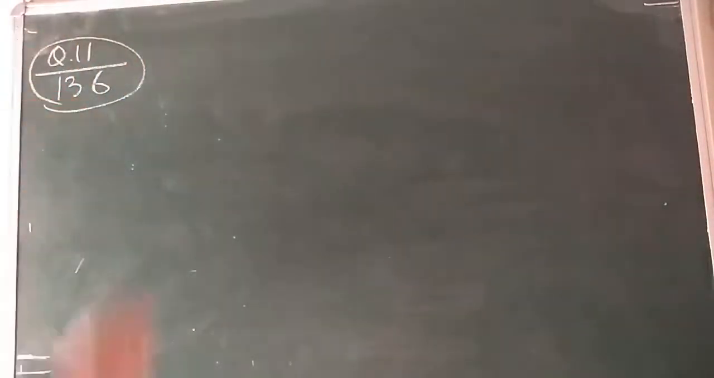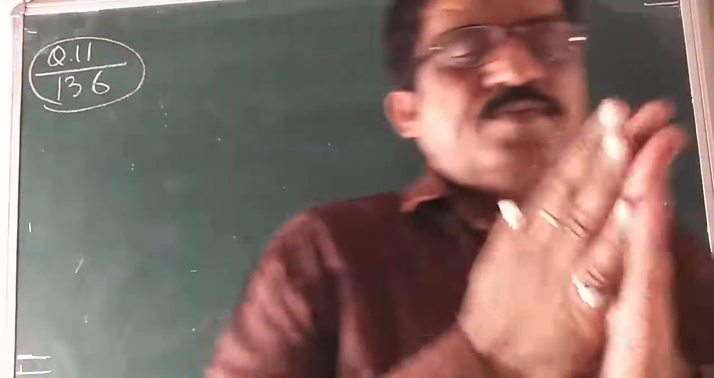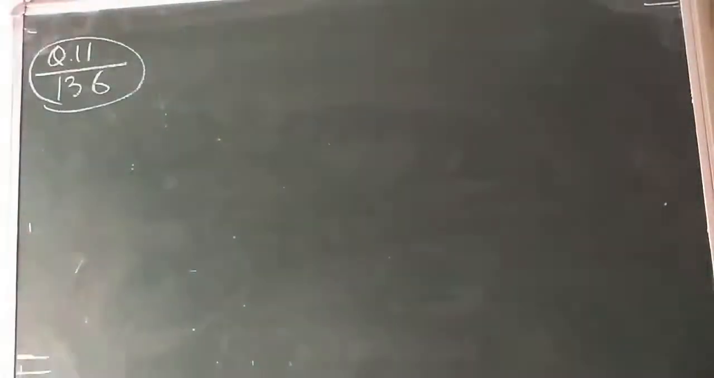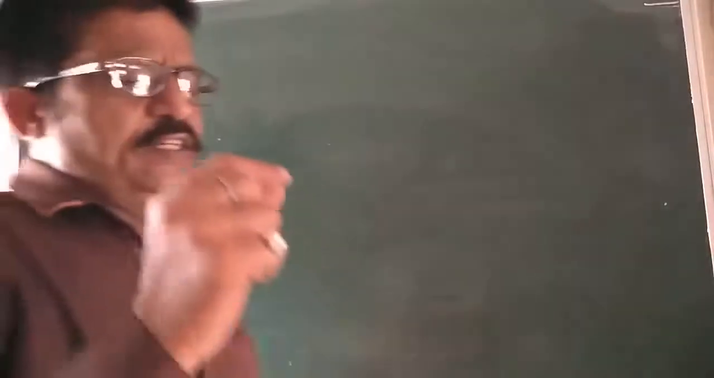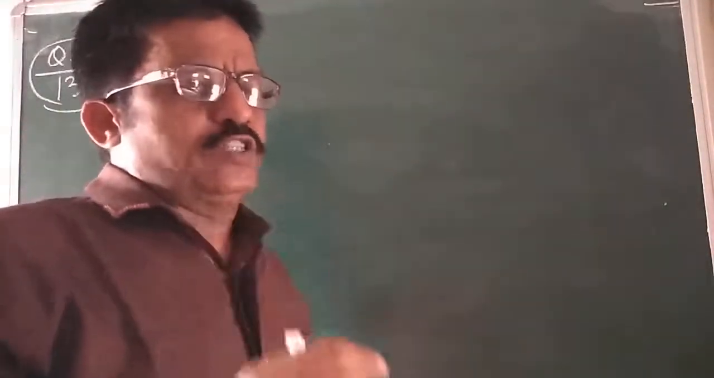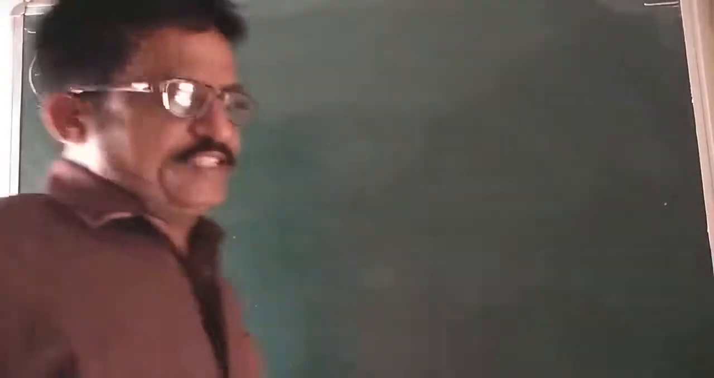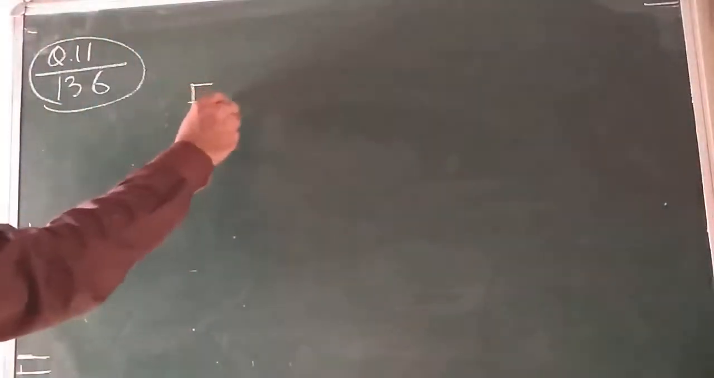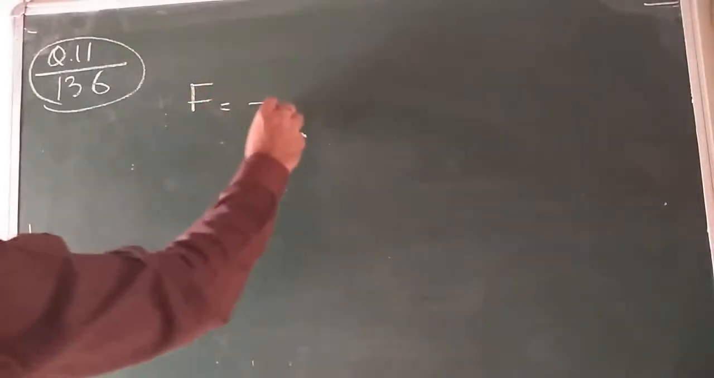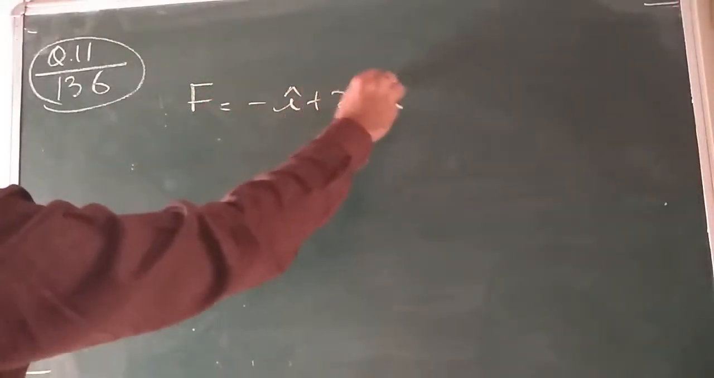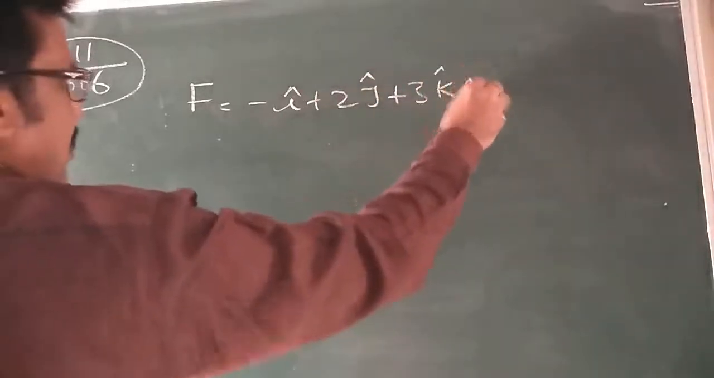See page number 136, question number 11, and read it. What is that? See the question. A body constrained to move along the z-axis of a coordinate system is subjected to a constant force given by minus i plus 2j plus 3k Newton. These are the given things.